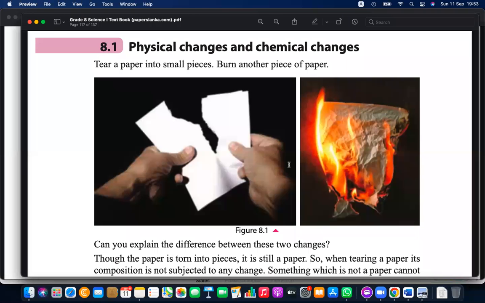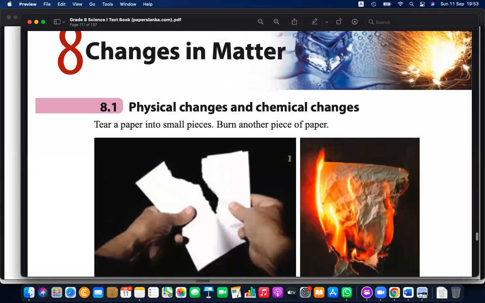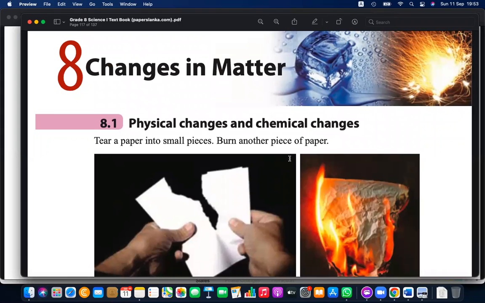In this lesson, we will first learn whether there are physical changes or chemical changes in matter. Okay, so since you are coming to the IT class, I would like to ask a small question.